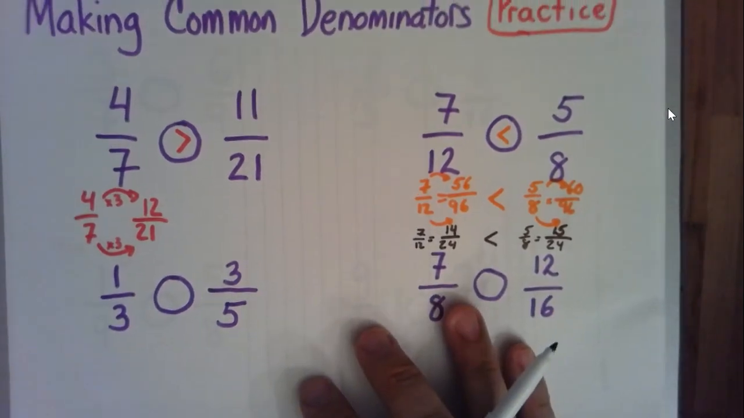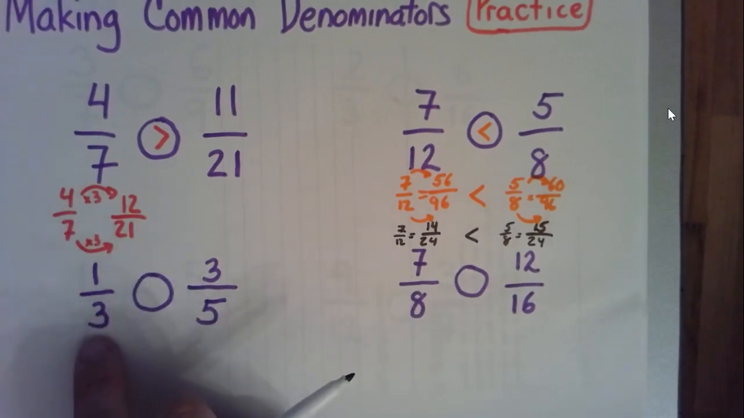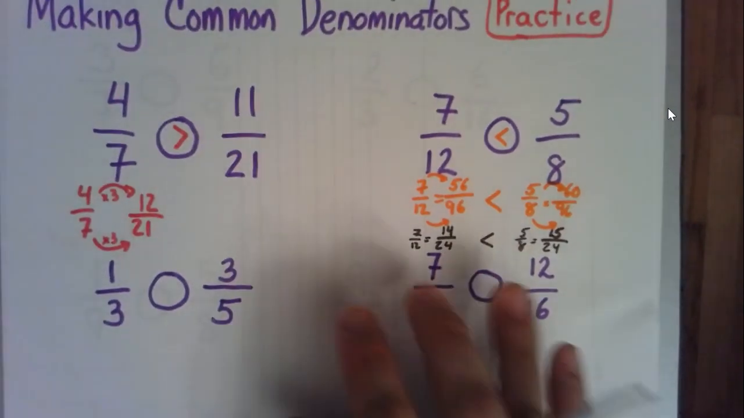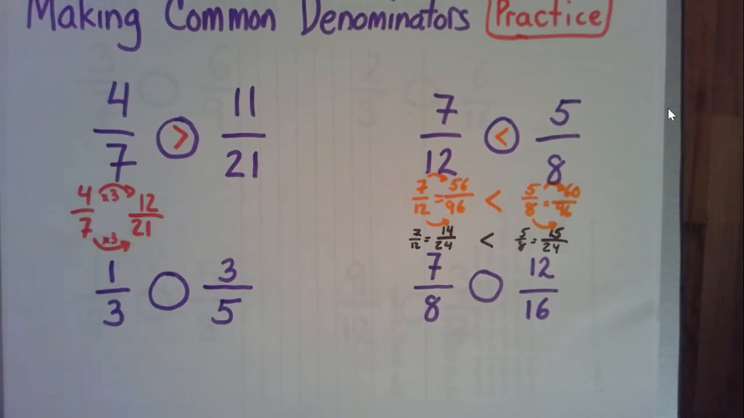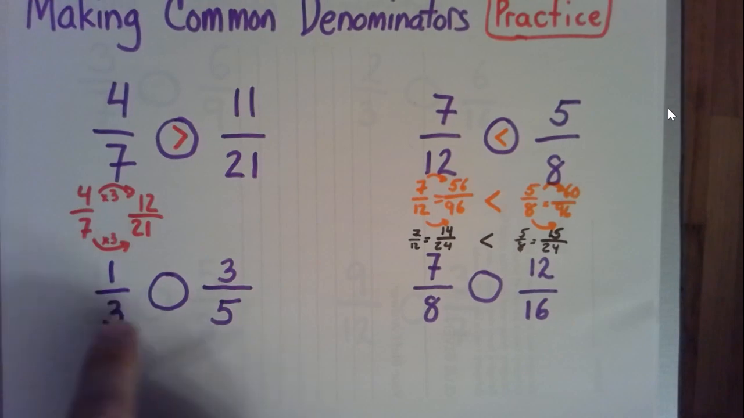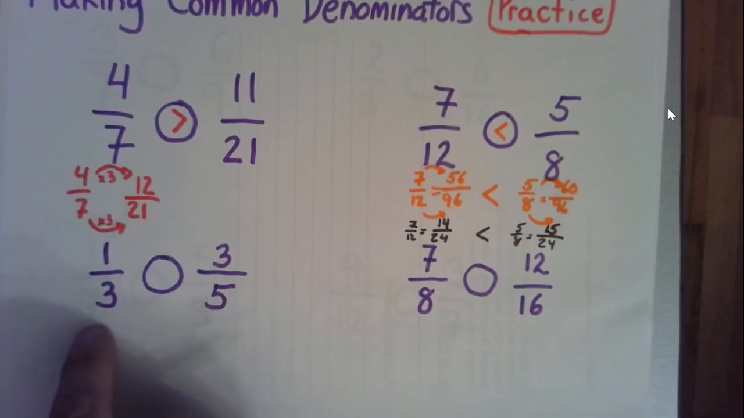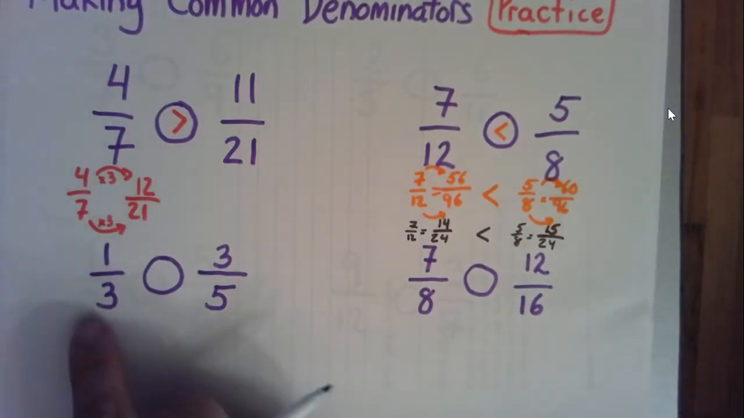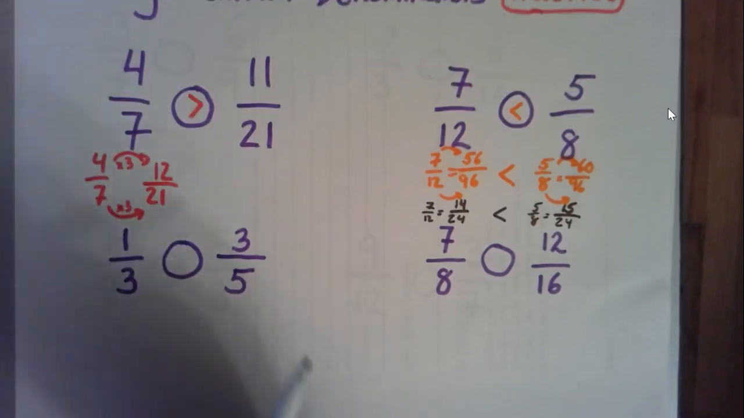Let's go on to the next problem here. We're going to compare 1/3 to 3/5. All right. So hopefully you went through it. 1/3 to 3/5. Again, there's nothing I can multiply 3 times to get fifths, nor is there anything I can multiply or divide, for that matter, 5 by to turn it into 3. So in this instance, we're going to have to just multiply by one another here.